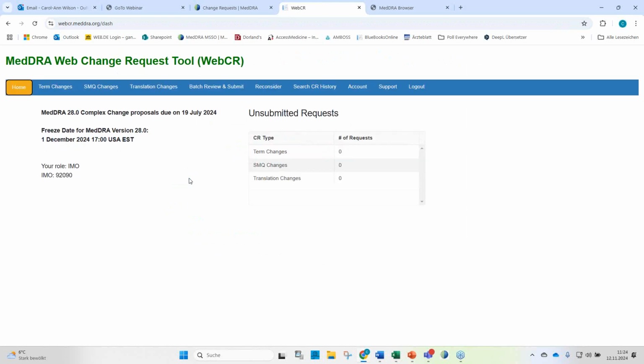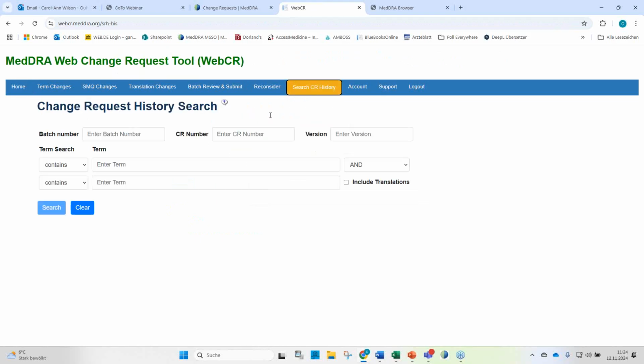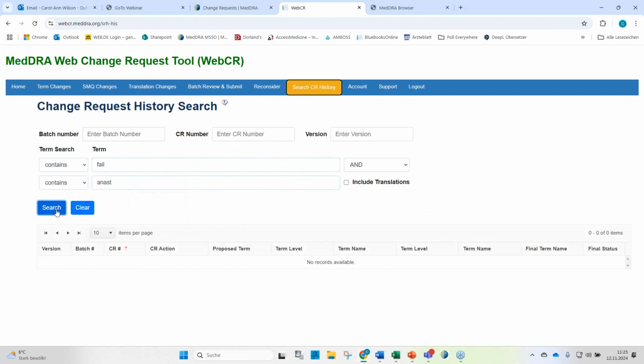And what this change request tool offers is that you can search the change request history. I am now looking for our term in order to better understand the reason for adding this term to MedDRA, some rationale, some explanation of what is meant by this term. And if I enter failure and anastomose and search, no records available.